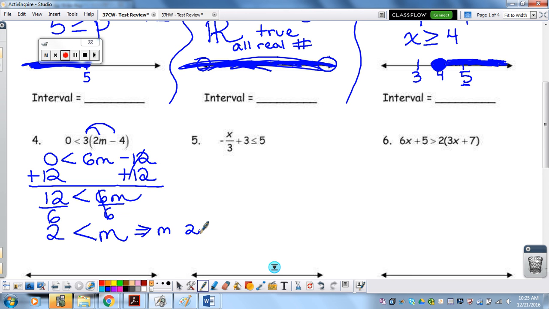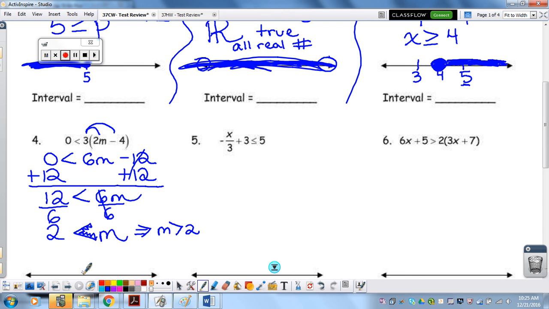Okay, so we switch places. And now if you notice that it is open on the m, that's why m is bigger. So we got to do the same exact thing when you flip the m and the 2. The sign has to change as well.